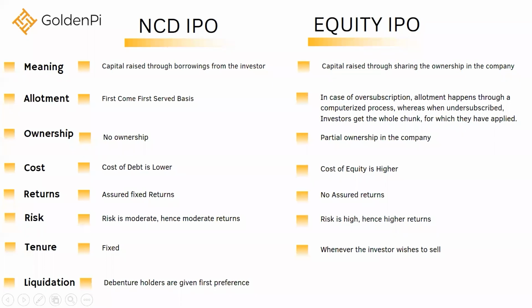And finally, liquidation. NCD IPOs can be sold off in the secondary market before the debentures mature. Whereas for equity, investors have to always sell it in the secondary market. So this, in brief, is the difference between the NCD IPO route and the equity IPO route.